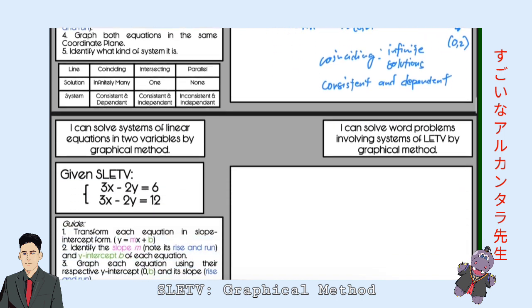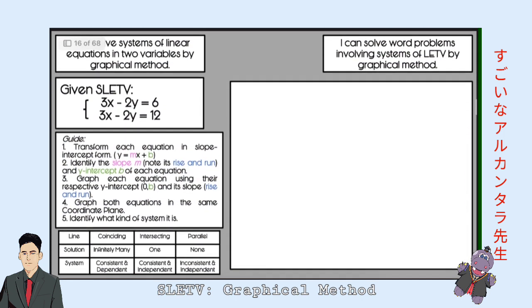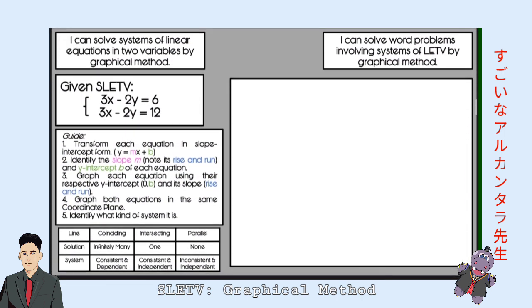Let's try some more. Let's have this one right here. We have 3x minus 2y equal to 6, 3x minus 2y equal to 12. First equation, second equation, let's go.